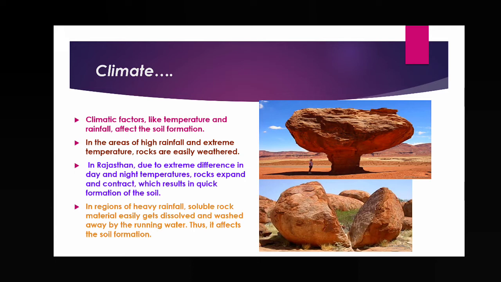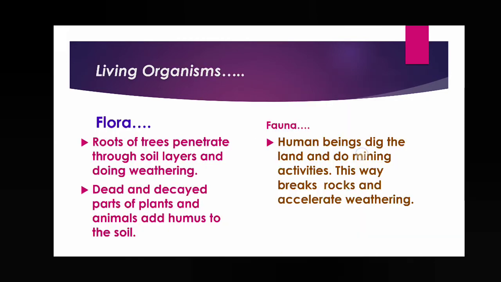Temperature breaks the rock, and rainfall also breaks the rocks into smaller particles. And when the rocks are broken into smaller particles, these smaller particles can be converted into soil. So that is the third factor. The fourth factor is living organisms. I have already told you living organisms means flora and fauna. So how can plants and animals help in the formation of soil?